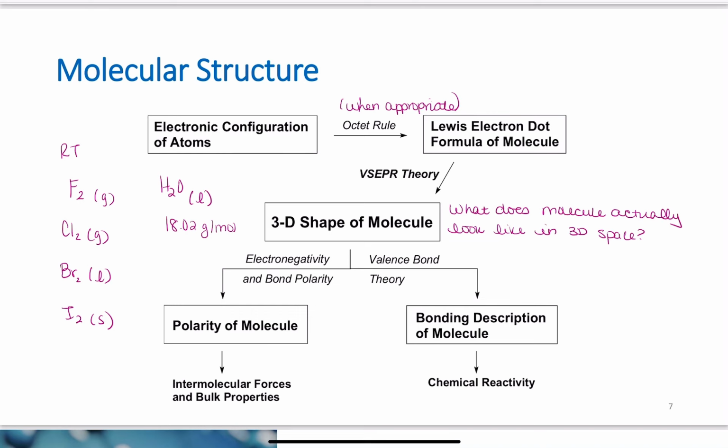One fluorine atom is 19 grams per mole, which means F2 is about 38 grams per mole. But it's a gas at room temperature, and water is not. Why? We could also go the other way, go down the side with valence bond theory, and talk about the bonding description of the molecule, and then go to chemical reactivity. VBT is used a lot in organic chemistry because you're looking at bonding and reactivity for the entire semester.